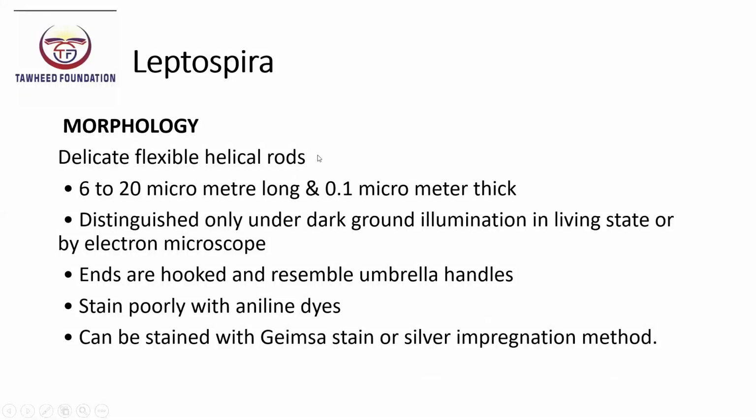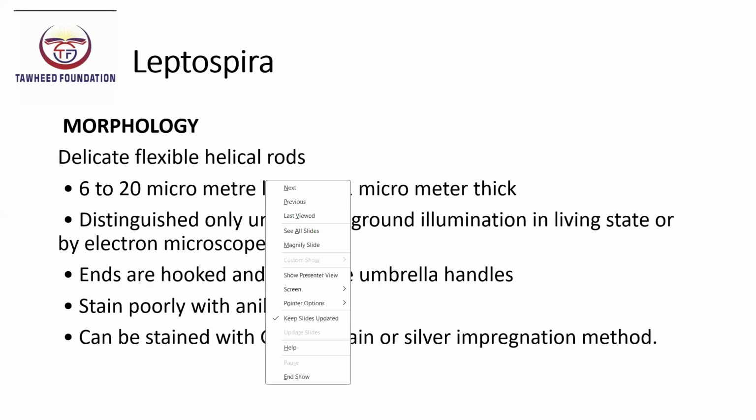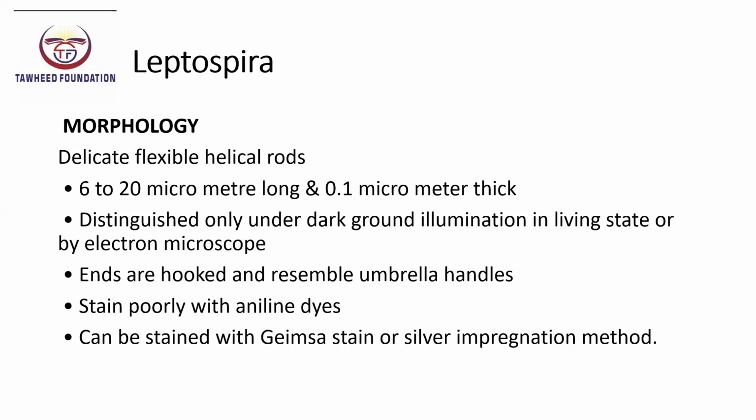Leptospira are slender, flexible helical rods that measure around 6 to 20 micrometers in length and only about 0.1 micrometers in thickness. Their most distinguishing feature is their hooked ends, which make them look like a question mark under the microscope. They stain poorly with common aniline dyes but can be demonstrated using Giemsa or silver impregnation methods. In living condition, dark field microscopy is used to visualize their characteristic motility.